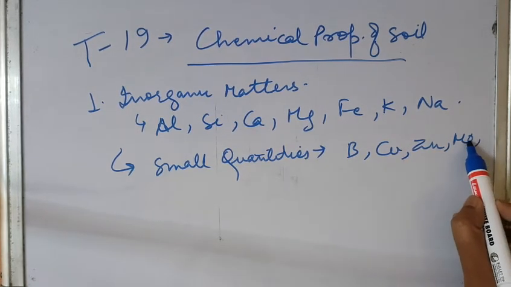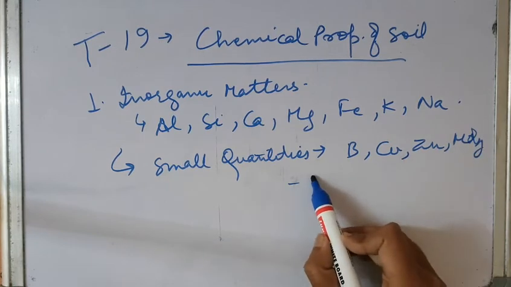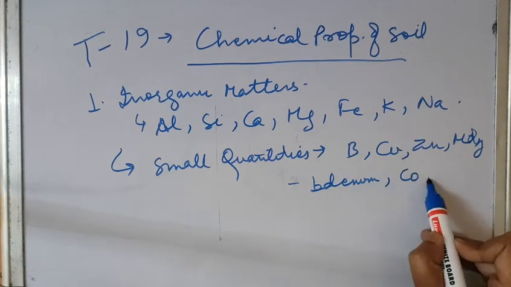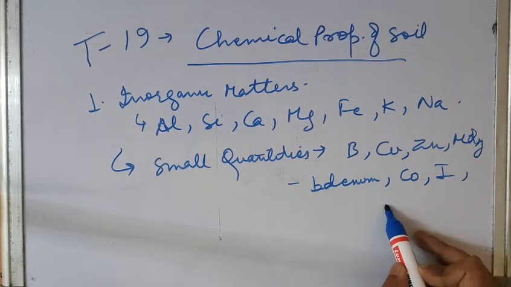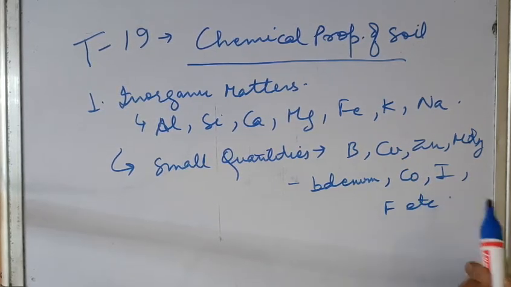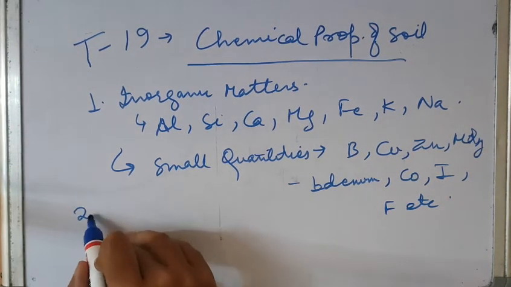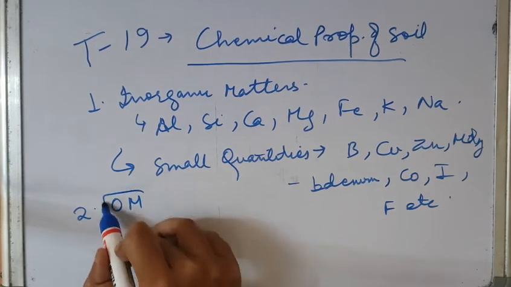We also have cobalt, iodine, fluorine, etc. So these are some inorganic matters in small quantities. Then moving on to the second chemical property, that is organic matter.